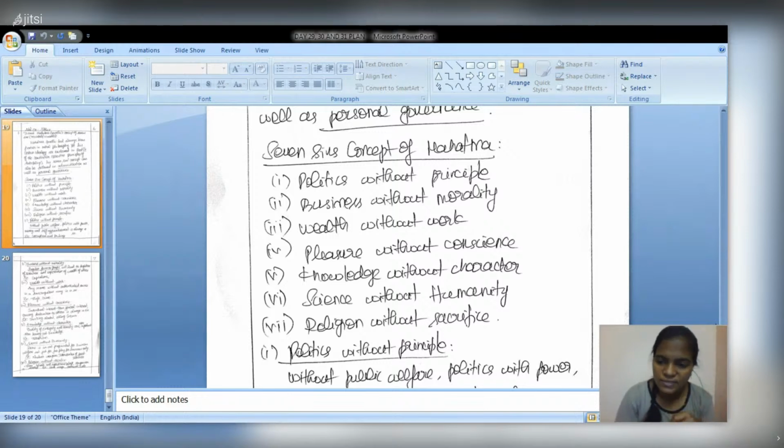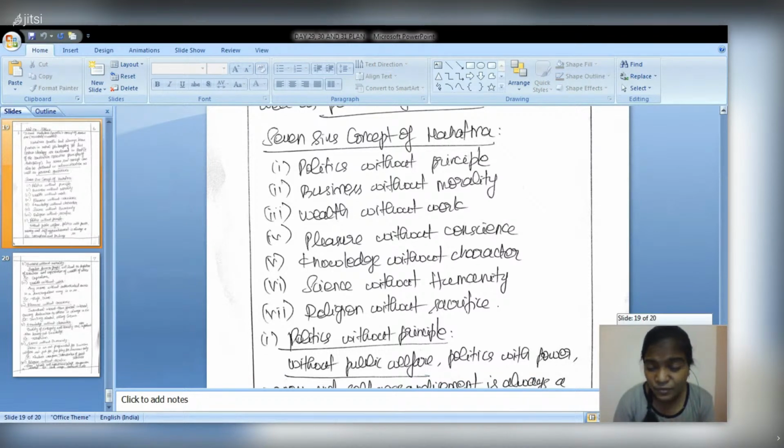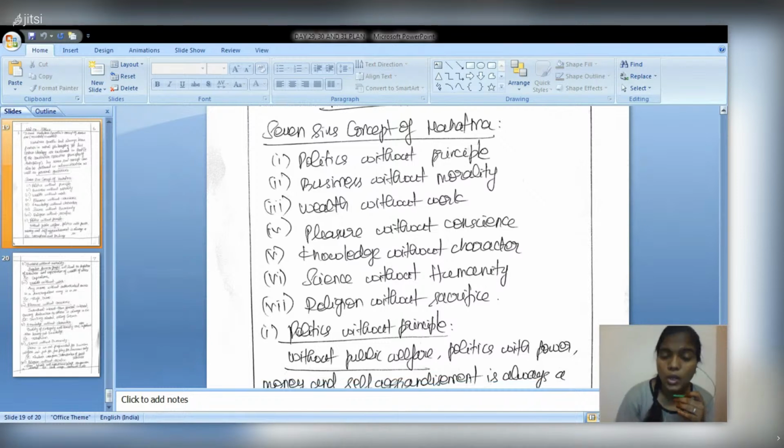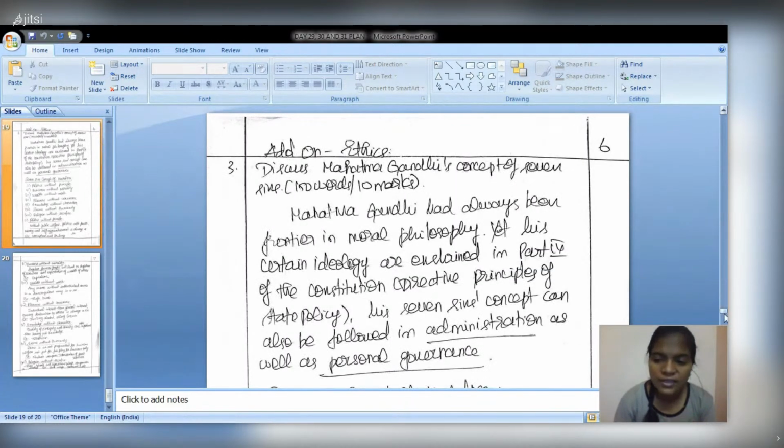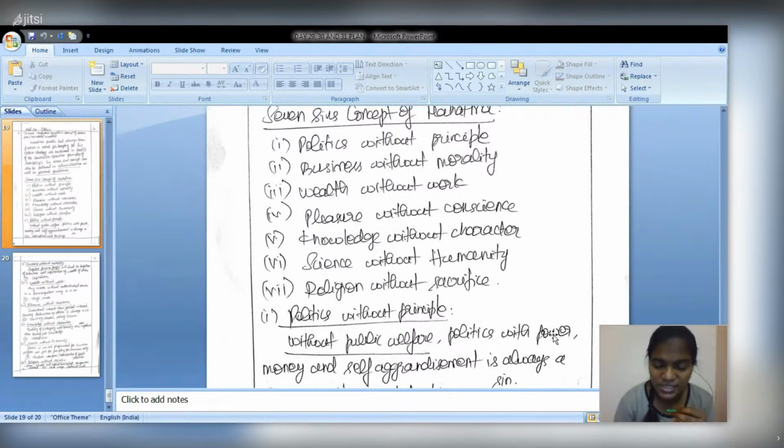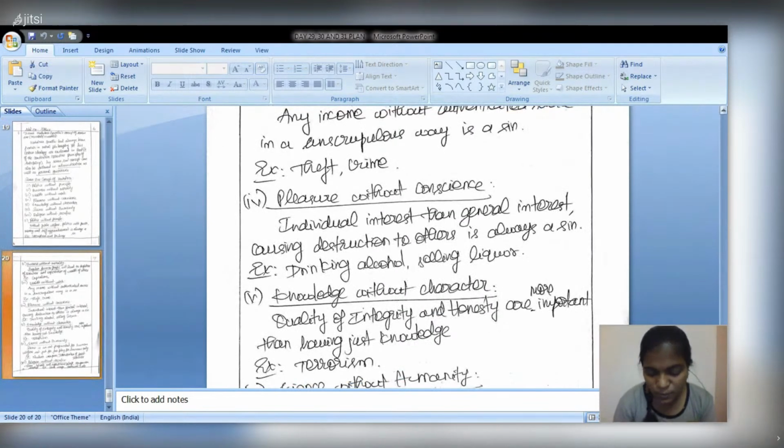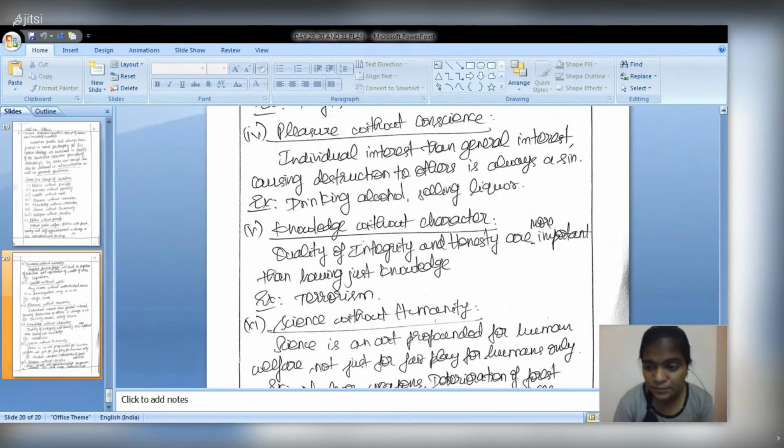I have given my perspective here. For example, for politics without principle, public welfare should be the principle underlying the politicians, the political party or the ruling government. Corruption and bribing can disrupt that. And religion without sacrifice: rather than superstitious beliefs or practices, the basic root of religion is to promote compassion and dedication to public service among the people.